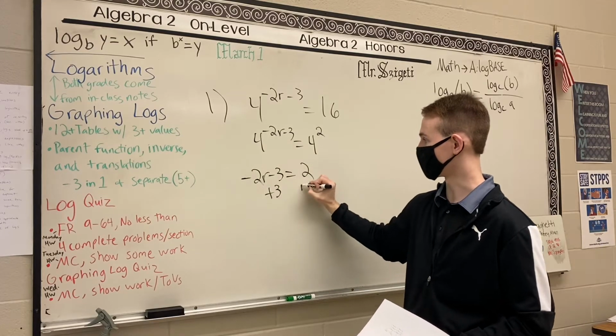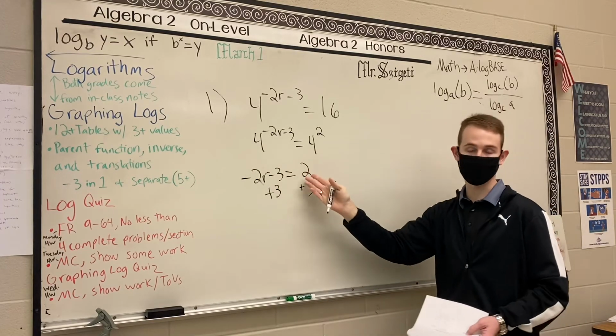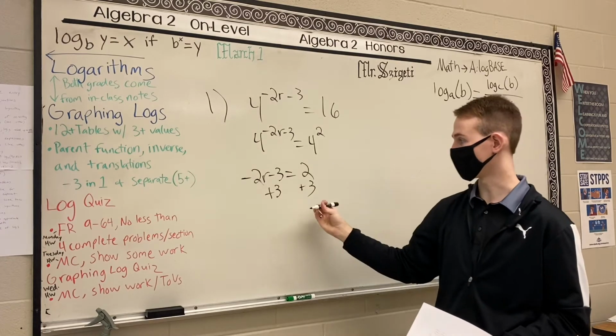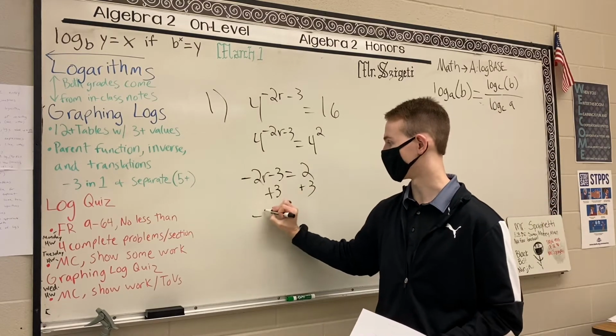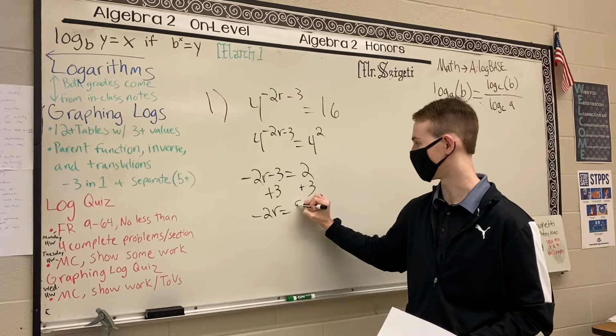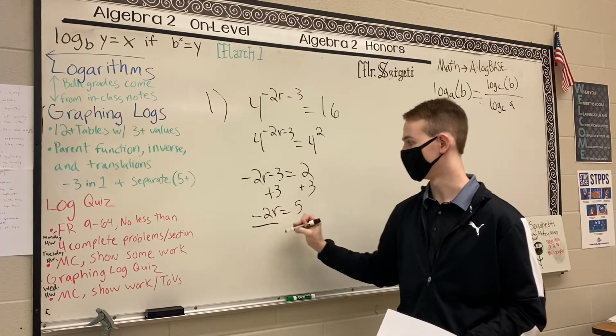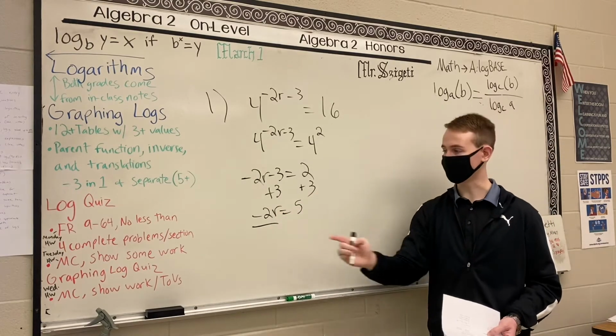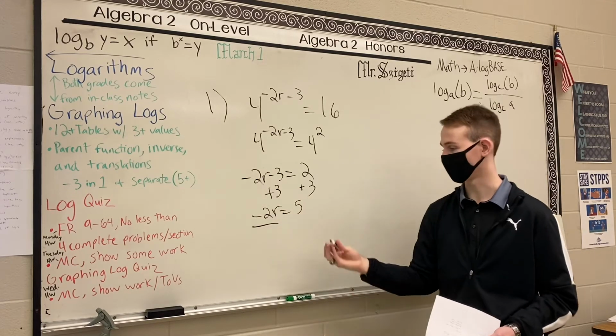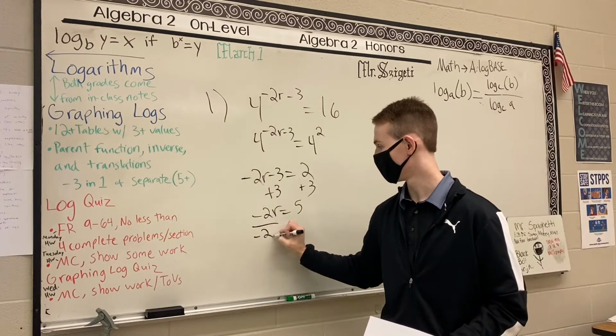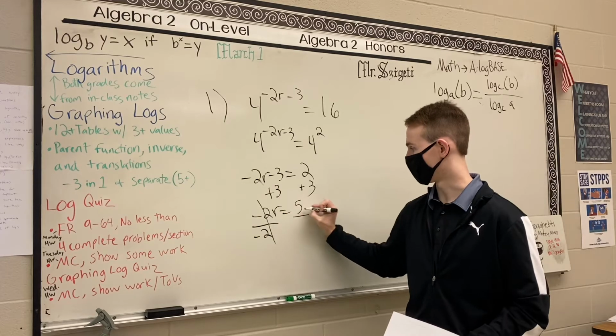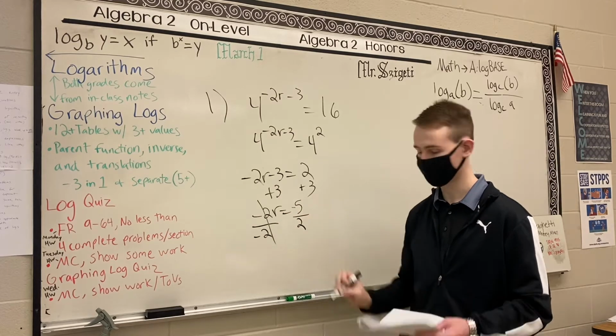And I'm going to go ahead and isolate the variable by doing the inverse operation of the constant, or adding 3 to both sides. And now I have negative 2r is equal to 5. And then we have to not only divide by 2, but divide by negative 2, because I don't want to know for a negative r, I want to know for positive r. So that'll cancel out, and I'm left with negative 5/2 is equal to r.